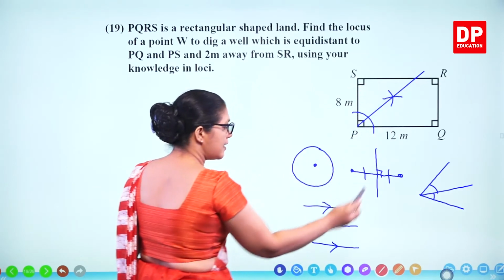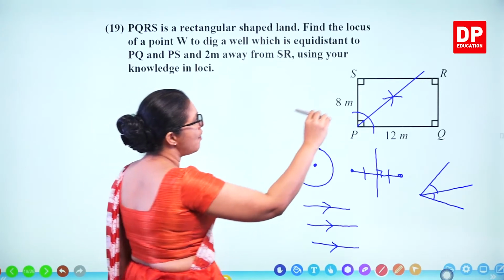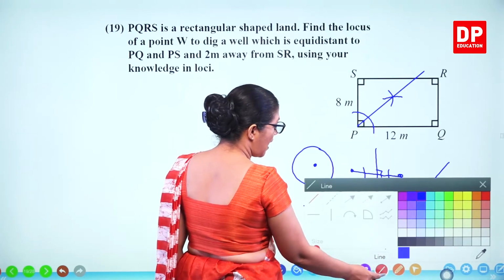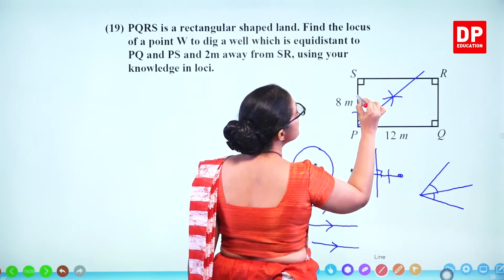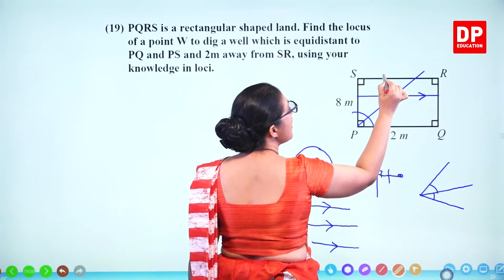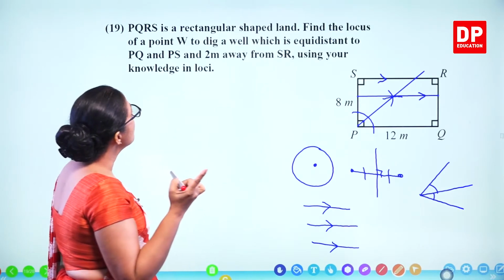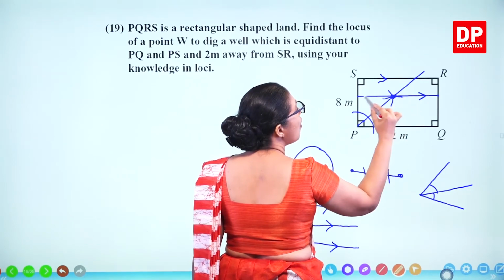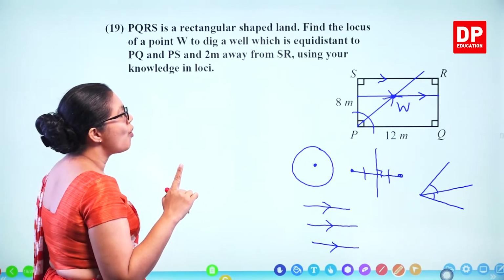SR is a line. So which one are we using now? We are using parallel lines. So you have to draw a parallel line to SR that's 2 meters away. So this is 8. So 2 meters we can say somewhere here. So that's a parallel line to SR. Now where's the well? So W is the intersecting point of these two lines. So that's the well.